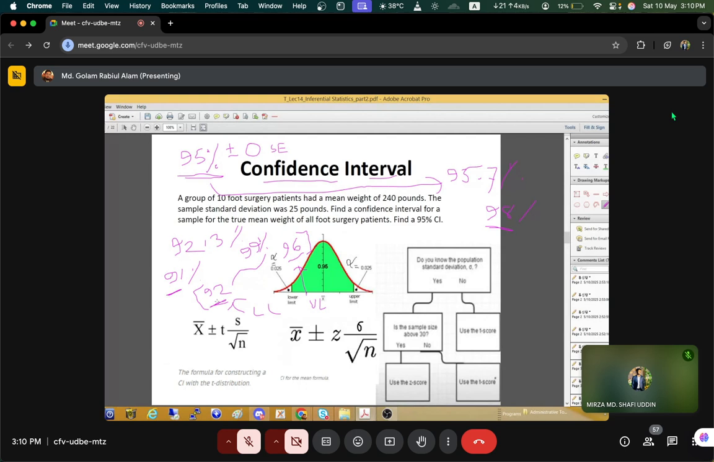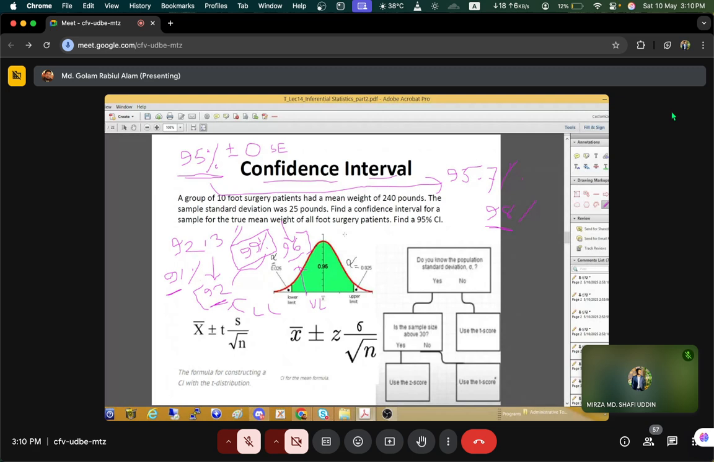Okay, so that's why mentioning the confidence interval is necessary. That means finding out the lower limit and upper limit, and then telling the confidence level is necessary for the statistical presentation of your result.